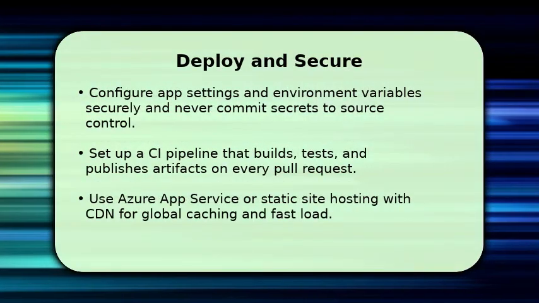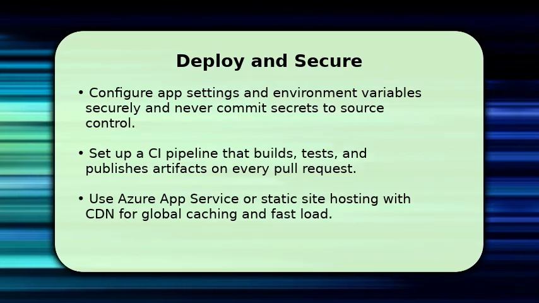Configure app settings and environment variables securely and never commit secrets to source control. Containerize using Docker and write a Dockerfile specifying base image, ports, and build steps. Set up a CI pipeline that builds, tests, and publishes artifacts on every pull request.